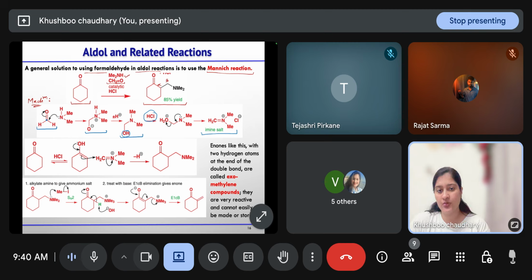Once this imine salt is formed, we will add our ketone, and the ketone in the presence of acid will form this enol. This enol will react with this imine, which is more electrophilic, and you will get this product.